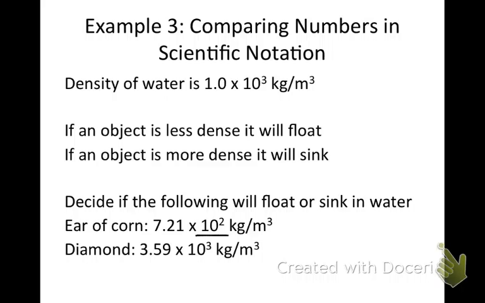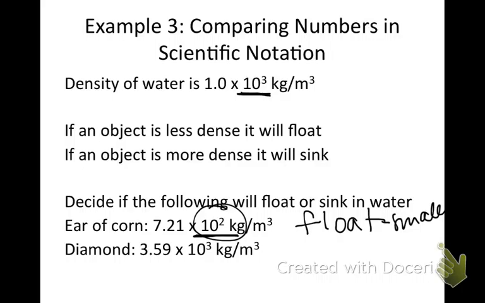Here we have times 10 squared. Is that less than or more than 10 to the 3rd? Well, it's a smaller number. So if it's smaller, it's less dense. So that one's going to float because this number is smaller.